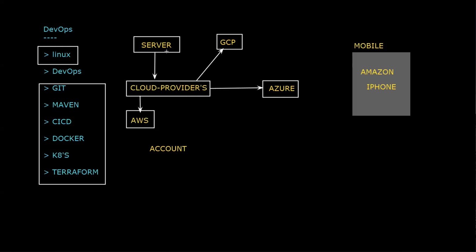Who will provide me the server? Cloud providers. Who are they? AWS, Azure, and GCP. If you want to create any server in AWS, Azure, or GCP, first what should we have? We should have an account. Without an account, you can't create the server. Now my question was, right now I'm not having any account. Can't we learn Linux? Can't we learn Git? Can't we learn Maven? Can't we learn CI/CD? Means 100% we can learn.